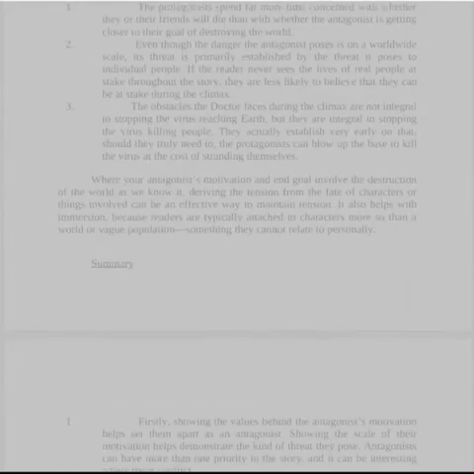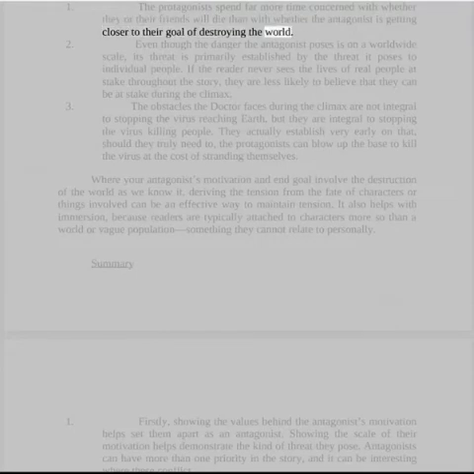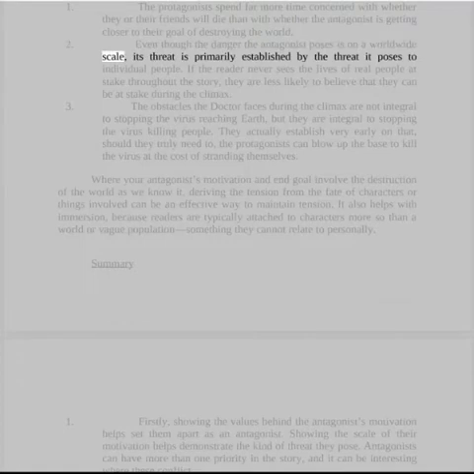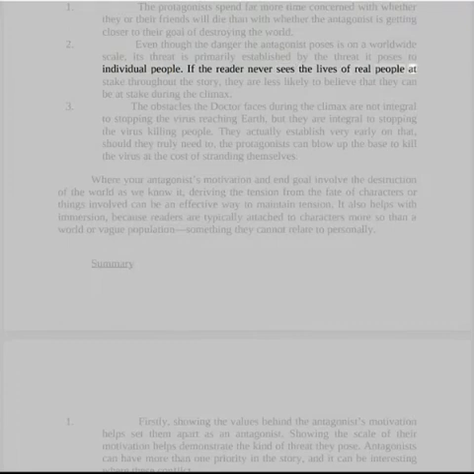One, the protagonists spend far more time concerned with whether they or their friends will die than with whether the antagonist is getting closer to their goal of destroying the world. Two, even though the danger the antagonist poses is on a worldwide scale, its threat is primarily established by the threat it poses to individual people. If the reader never sees the lives of real people at stake throughout the story, they are less likely to believe that they can be at stake during the climax.